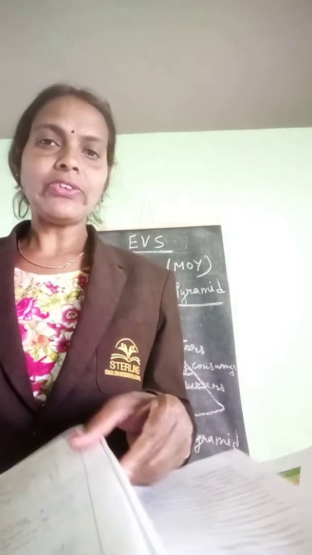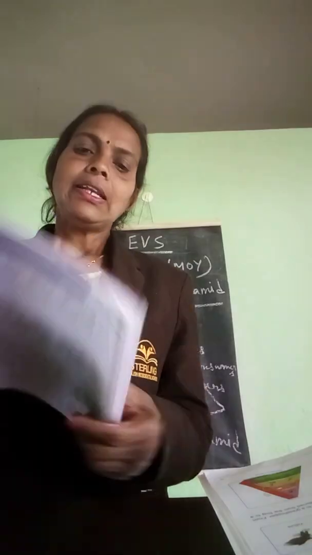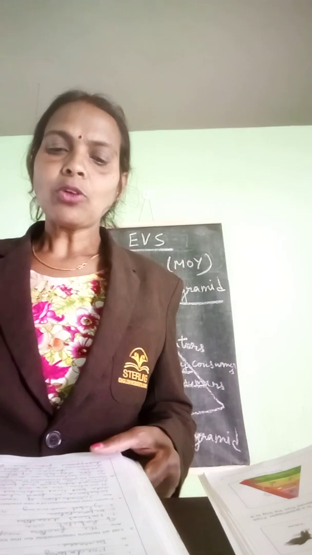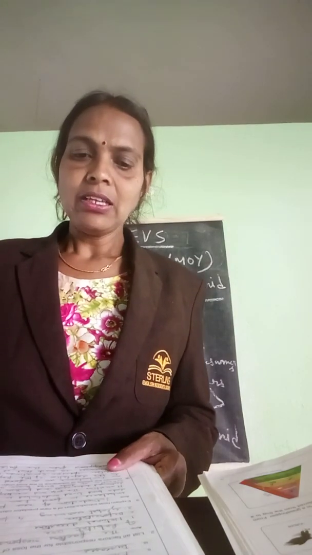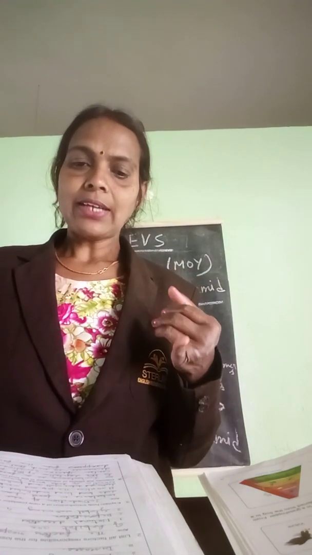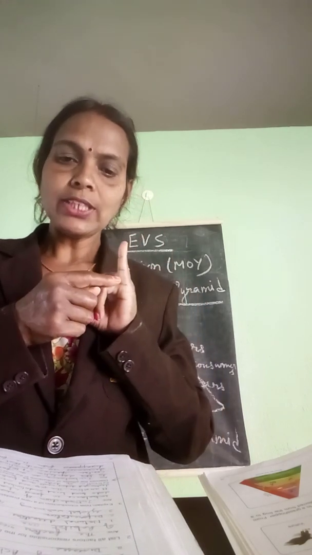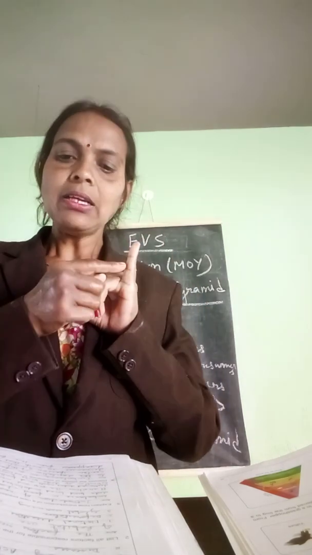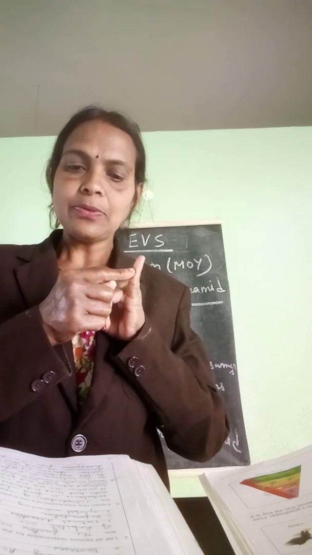Now, open worksheet 15. List the major factors that cause imbalance in the food chain. What are the major factors that cause imbalance in the food chain? One is loss of habitat, predatory action, diseases.